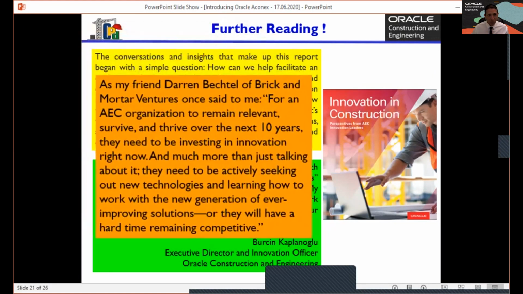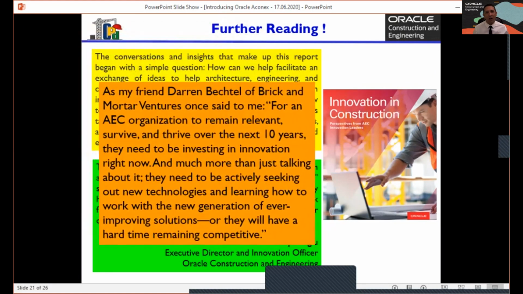And then he goes on to say, as my friend Darren Bechtel of Bricks and Mortar Ventures once said to me, for an AEC organization to remain relevant, survive, and thrive over the next 10 years, they need to be investing in innovation right now.